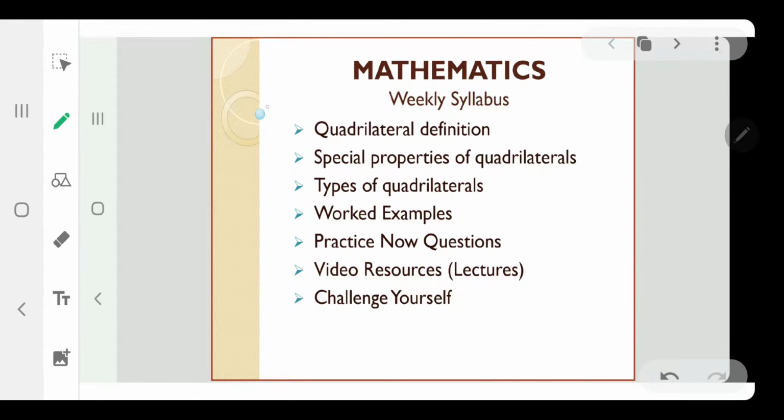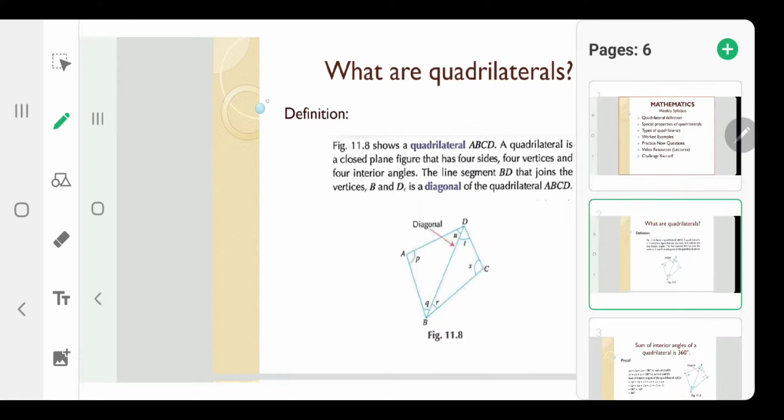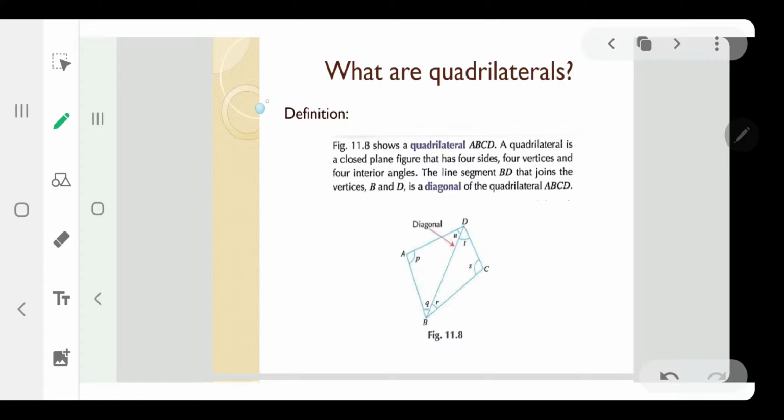So, the first question that we ask ourselves is, what are quadrilaterals? So we first have to define quadrilaterals. Dear students, quadrilaterals are those types of closed plane figures which have four sides, four vertices, and four interior angles.